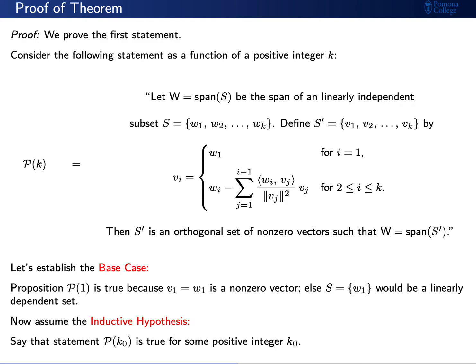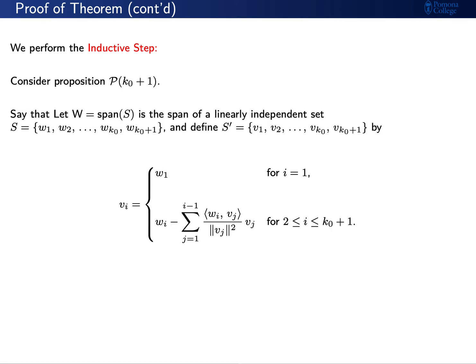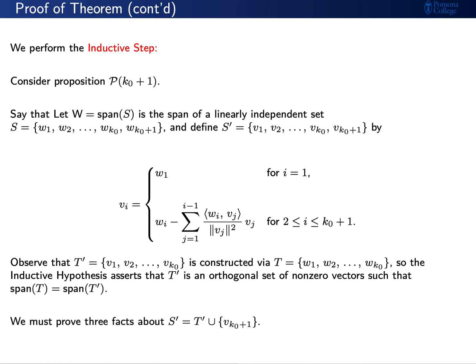So let's assume our inductive hypothesis that this proposition is indeed true for some positive integer k0. Now we'll perform the inductive step. As before, let's say that S is the span of some linearly independent set S, and let's define S prime as in the Gram-Schmidt process. Observe that if we denote T prime in terms of the v's and T in terms of the w's, really here, T is just going to look like S, but we ignore the k0 plus 1 vector, w sub k0 plus 1. T prime actually looks like S prime, but we're ignoring the k0 plus 1 vector, v sub k0 plus 1. Since T and T prime only involve the first k0 vectors, the inductive hypothesis asserts that T prime is an orthogonal set of non-zero vectors, such that the span of T equals the span of T prime.